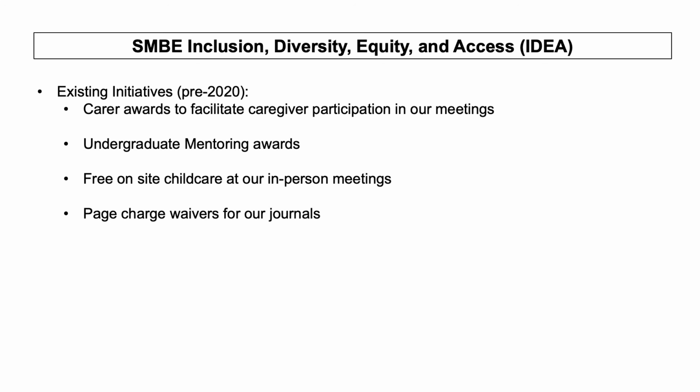And what was really exciting is that Aoife suggested that we could allow people to decide how to use their money best. So they say, I need this much money because I want to pay to bring my child with me to the meeting. I want this much money because I want to hire a caregiver to take care of my aging parent while I'm not there to do it. It could be anything. This was really exciting. We also have had undergraduate diversity mentoring awards, free on-site childcare at all of our in-person meetings, and paid charge waivers for our journals.